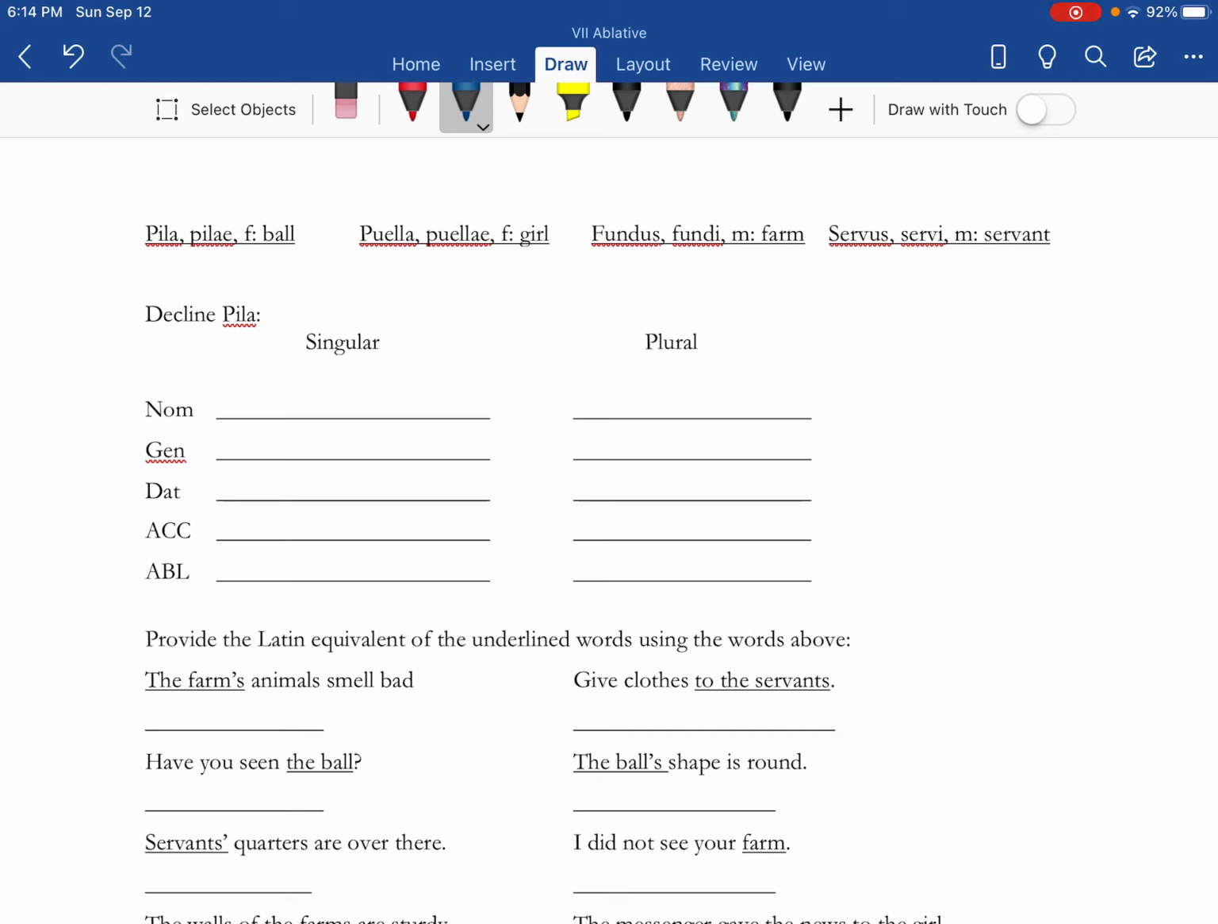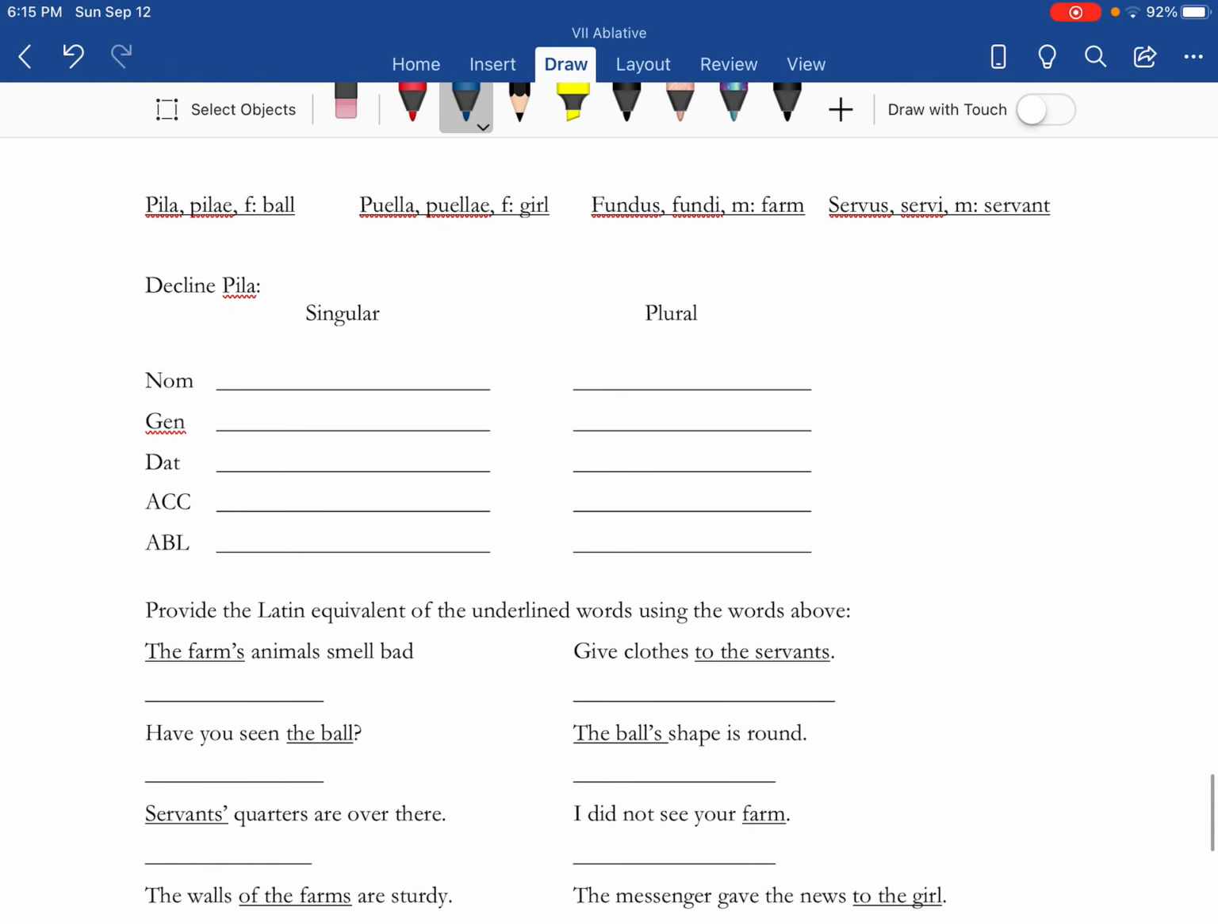Alright, last page of this, and here's hoping I didn't make any more mistakes. So we're going to take those four words up top, we're going to decline one of them, specifically pila, because it says so, and then use the rest to translate the underlying part into Latin. So pila, the A is going to tell me it's first declension, so I need to use all the A endings.